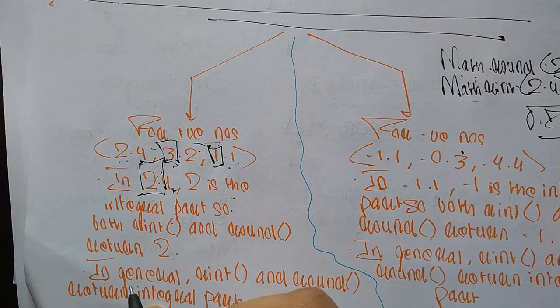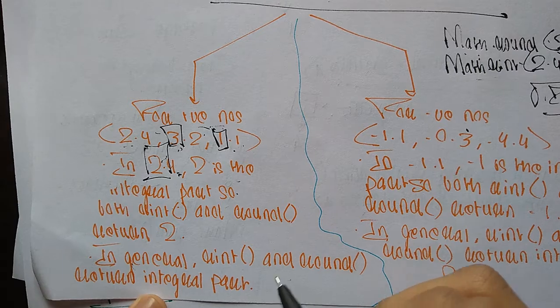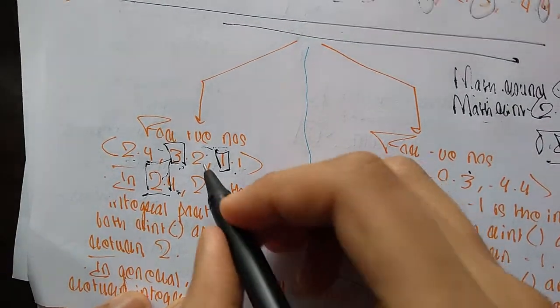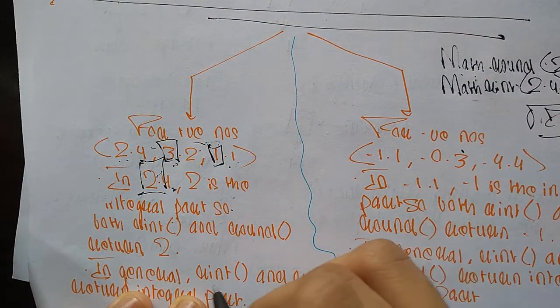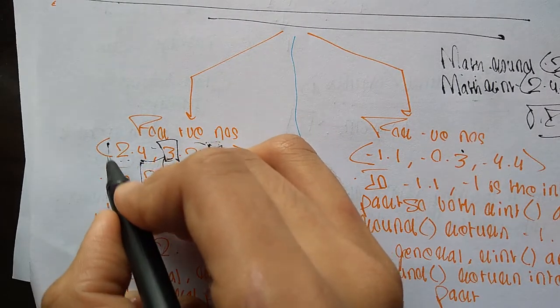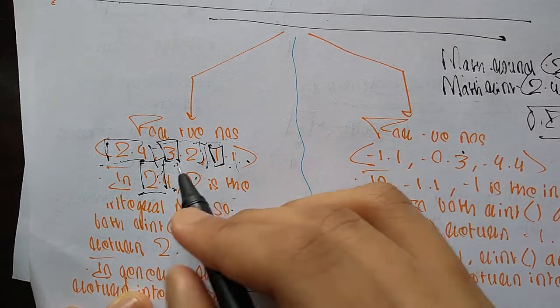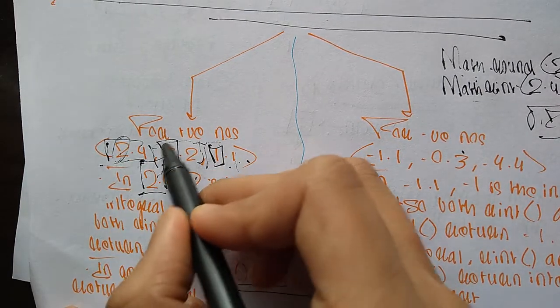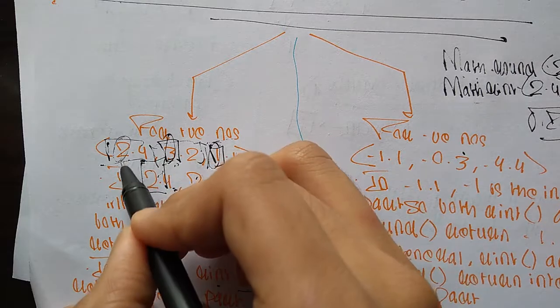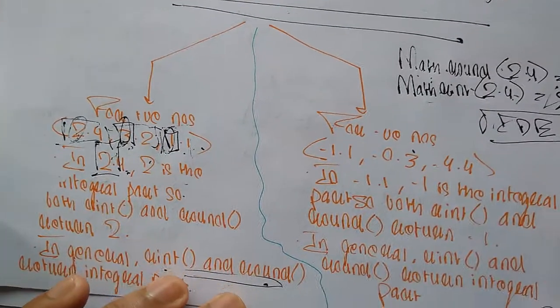So that means that in general, rint and round, the two functions which we are talking about, return the integral part. When you give them numbers of this form, like 2.4, 3.2, 1.1, they will return this part only, the first part, the part which is the integer.